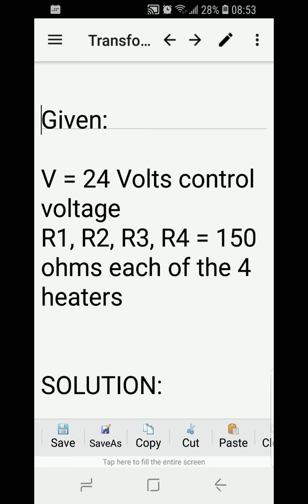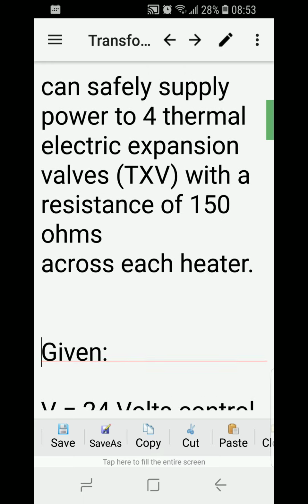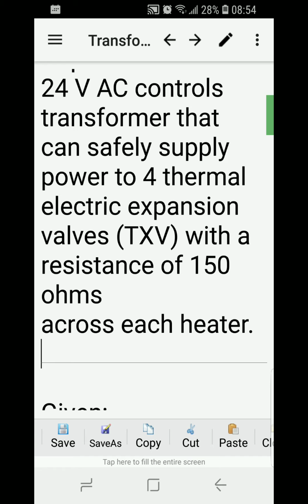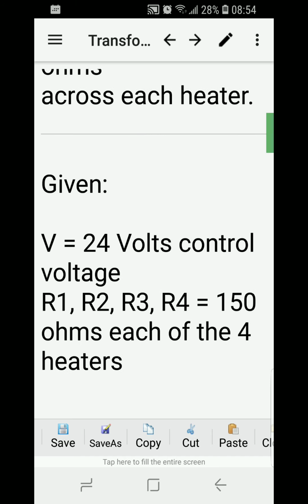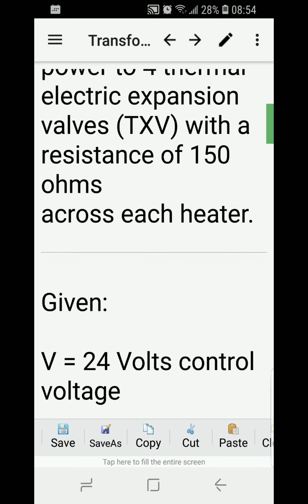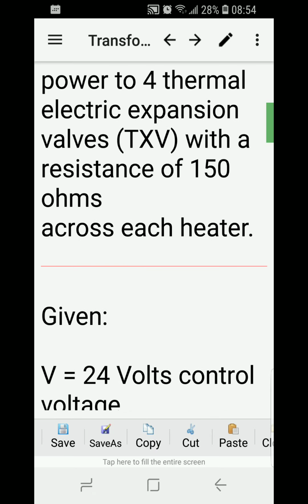Given is the voltage of the control, which is 24 volts. Right there, 24 volts AC controls transformer, and the other given is the resistances of the 4 heaters, which is 150 ohms each. Okay, it's right there, 150 ohms each heater.